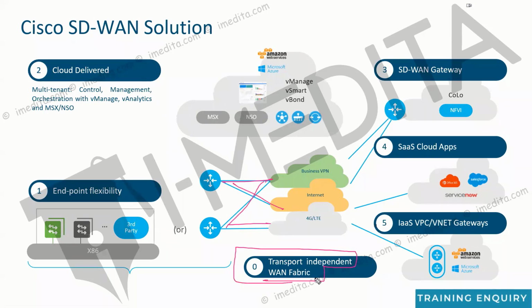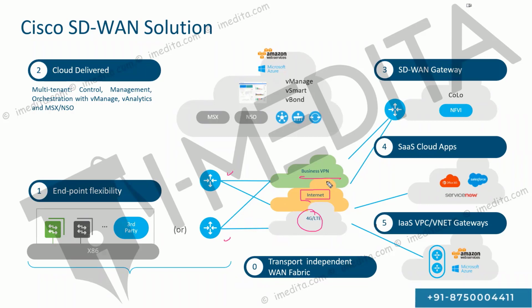Transport independent WAN fabric means that we can use as simple as a broadband connection to connect my devices at different locations. I can use 4G LTE. I can use business VPNs. We can use technologies such as MPLS, business internet. It does not matter what type of transport you are using for connection between the devices of your different locations.